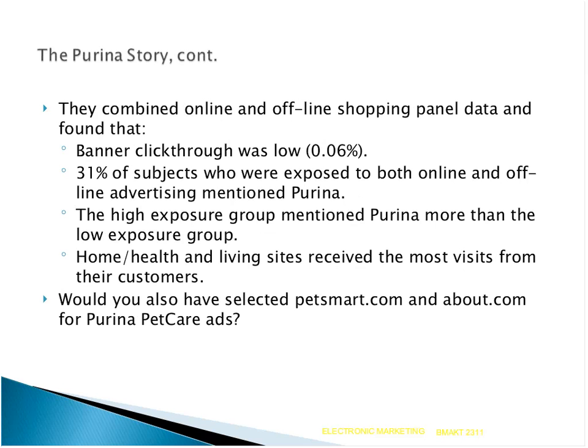Purina Story, they continue with that. They combined online and offline shopping panel data and found that they had their own traditional database, which was based on offline purchases of the customer. Whoever was coming to the website to get the information, to their normal stores to buy their items, as well as people that were actually purchasing or visiting the website online. So they found this information actually after that.